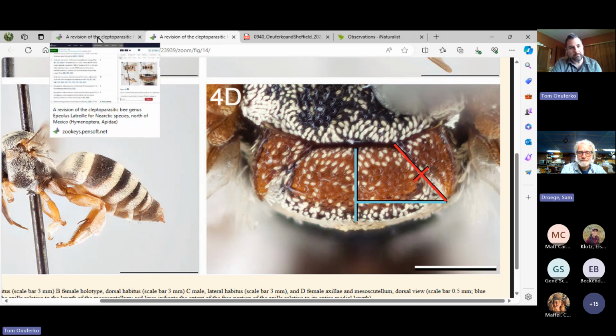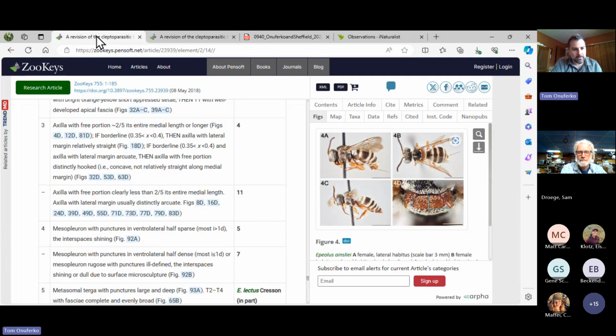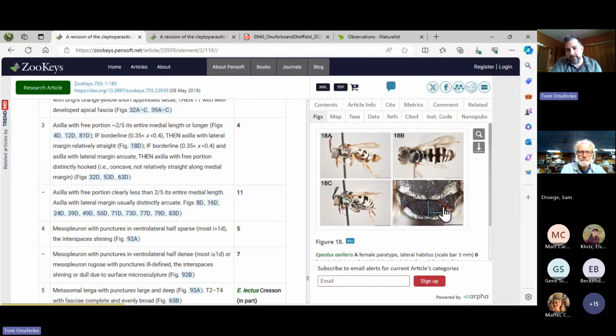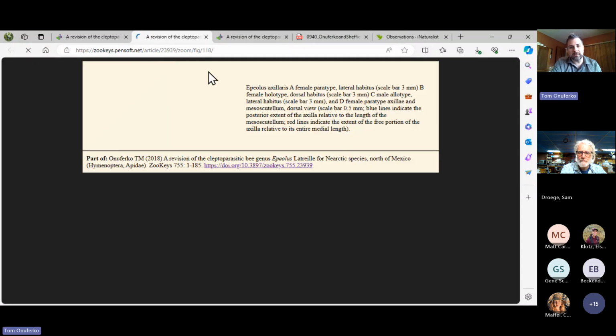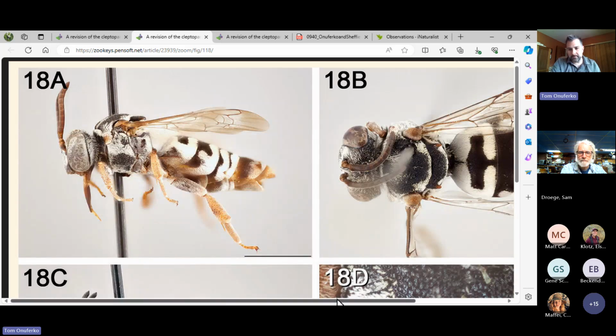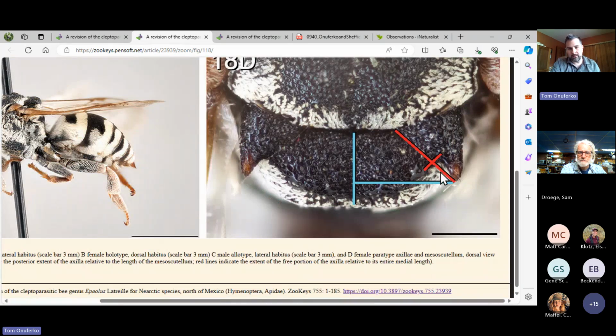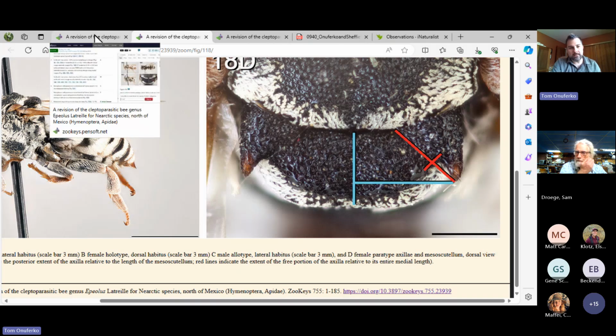Yeah, totally. Okay. Let me just see what some of the other pictures had. So here's an example of a species in which the free portion of the axilla is quite long, but the lateral margin is relatively straight. It's not distinctly convex, maybe only slightly convex, but clearly not as it is in Epeolus scutularis.